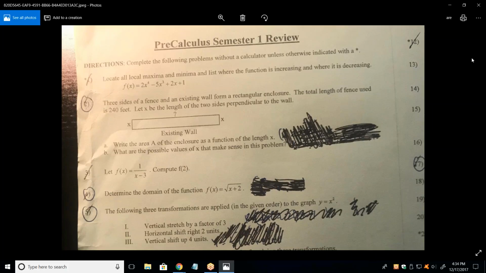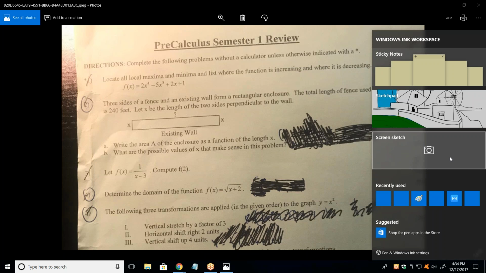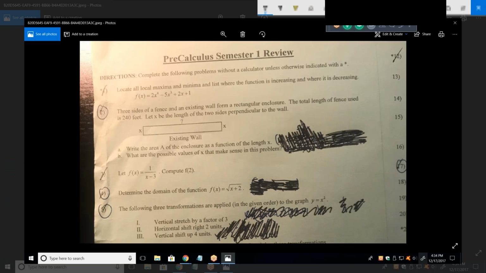So they want the area of the enclosure as a function of x. So what should we call this question mark? What can we call it? Let's call it y. It'll be a more understandable problem if we let a variable equal it. I'm not sure why they made it a question mark. If we call it y, the problem becomes pretty easy.